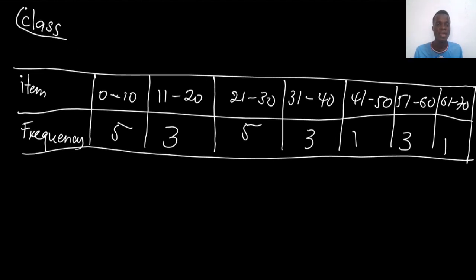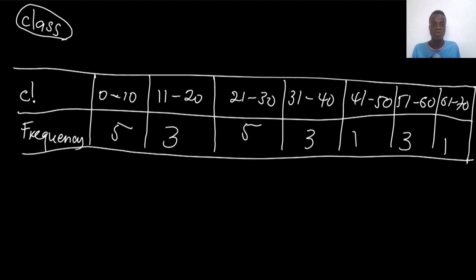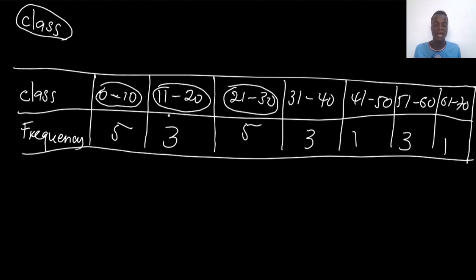In data type 1 and 2, we were calling the items item. For data type 3, they are in ranges. Because they are in ranges, instead of calling them item, because it's not a single individual there, they are a group of items, we call them classes. So this is a class. 0 to 10 is a class. 11 to 20 is another class. Each of them is a class.